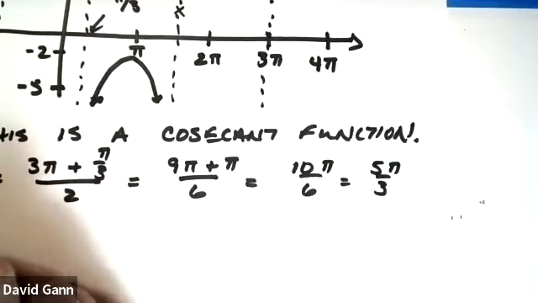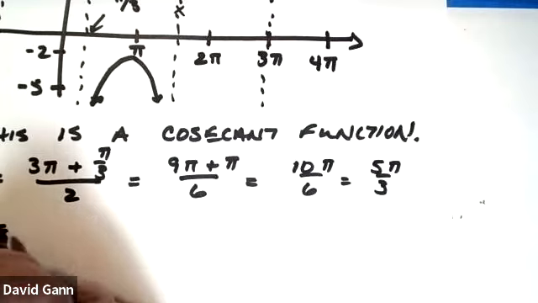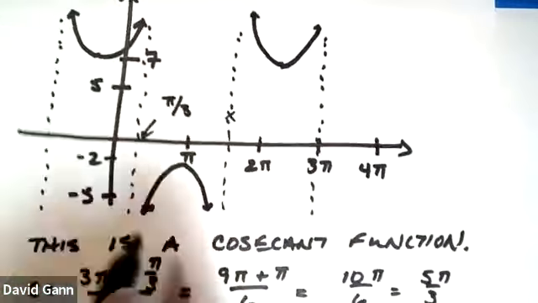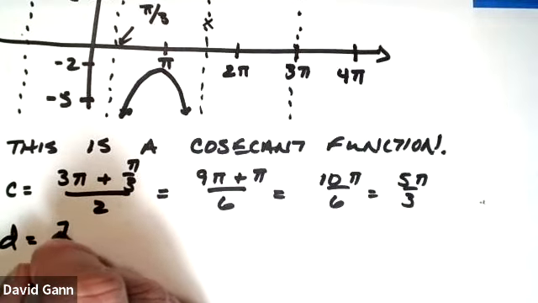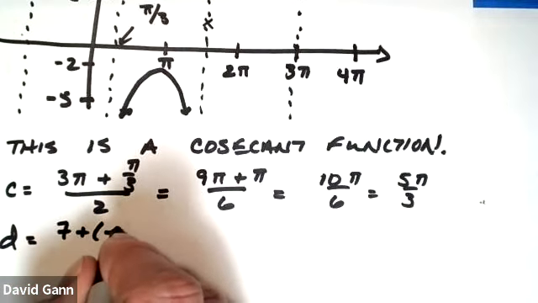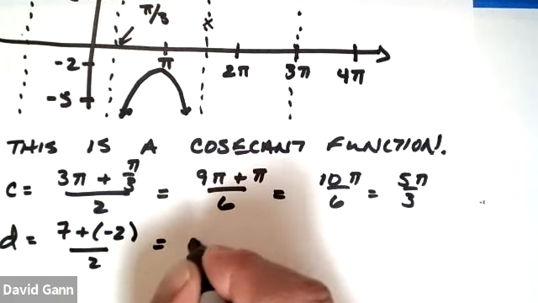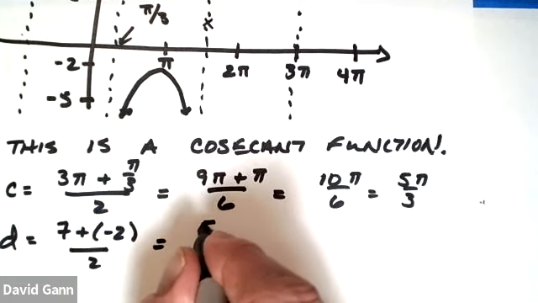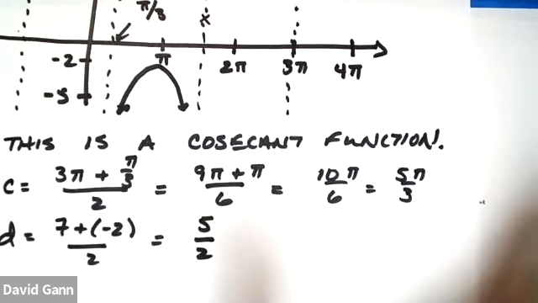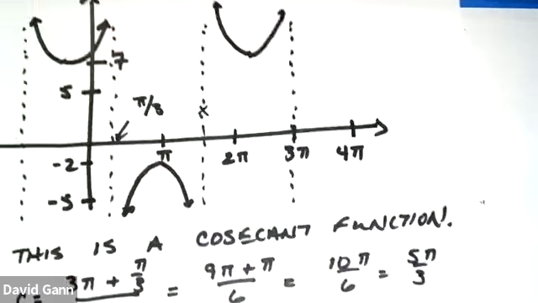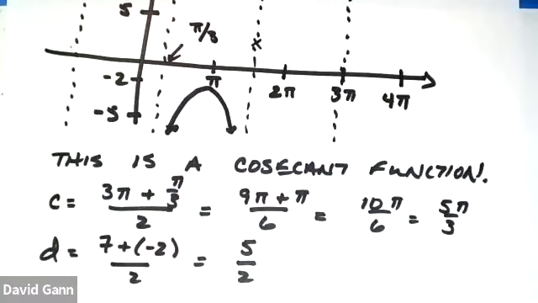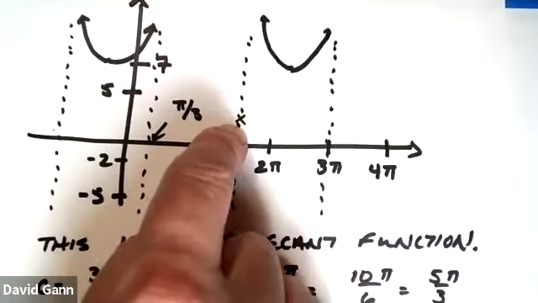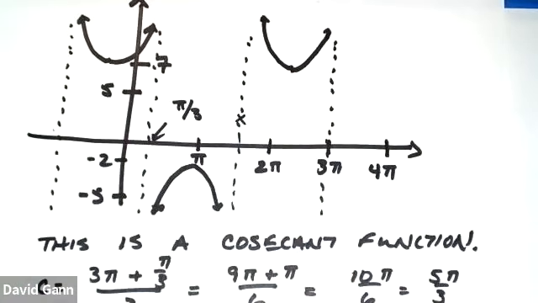What about the y value? Well, D is going to be the average of the upper and lower max and min points. So this will be 7 plus negative 2, divided by 2, which is 5 over 2. There's no need to reduce it anymore. So that gives us C and D. We did it a little different than we've done it before because it was not trivial to find just the coordinate of that point.